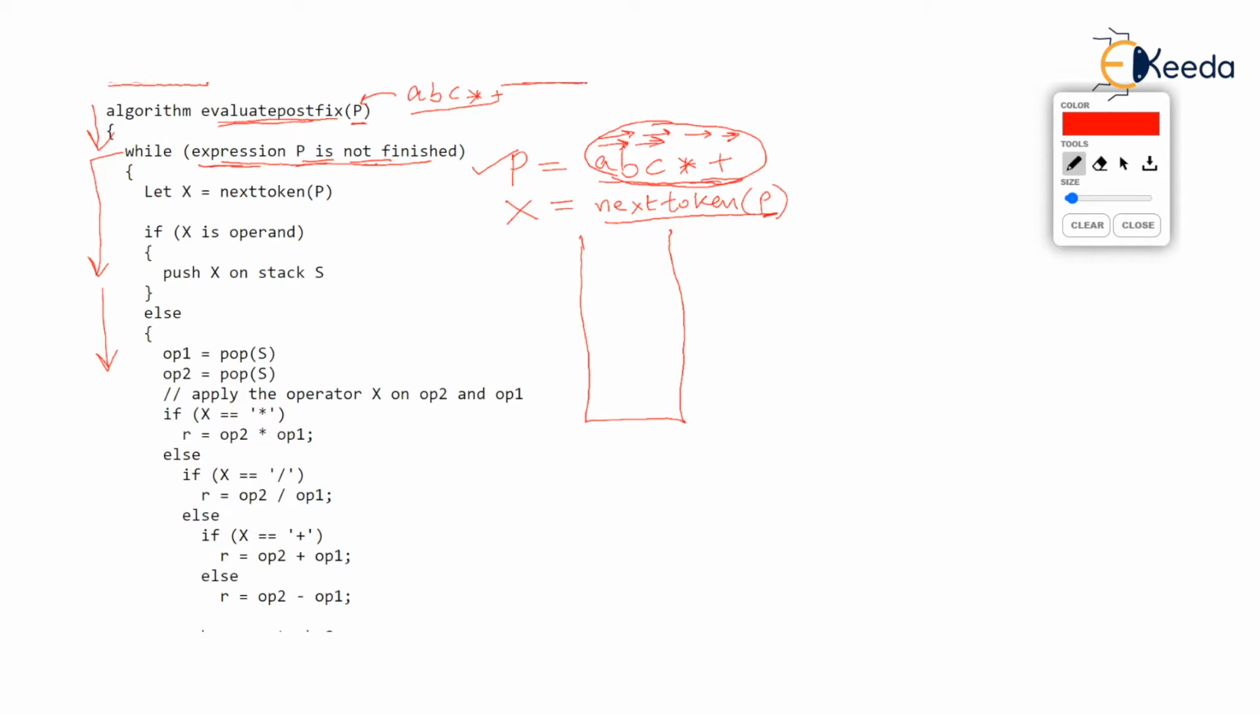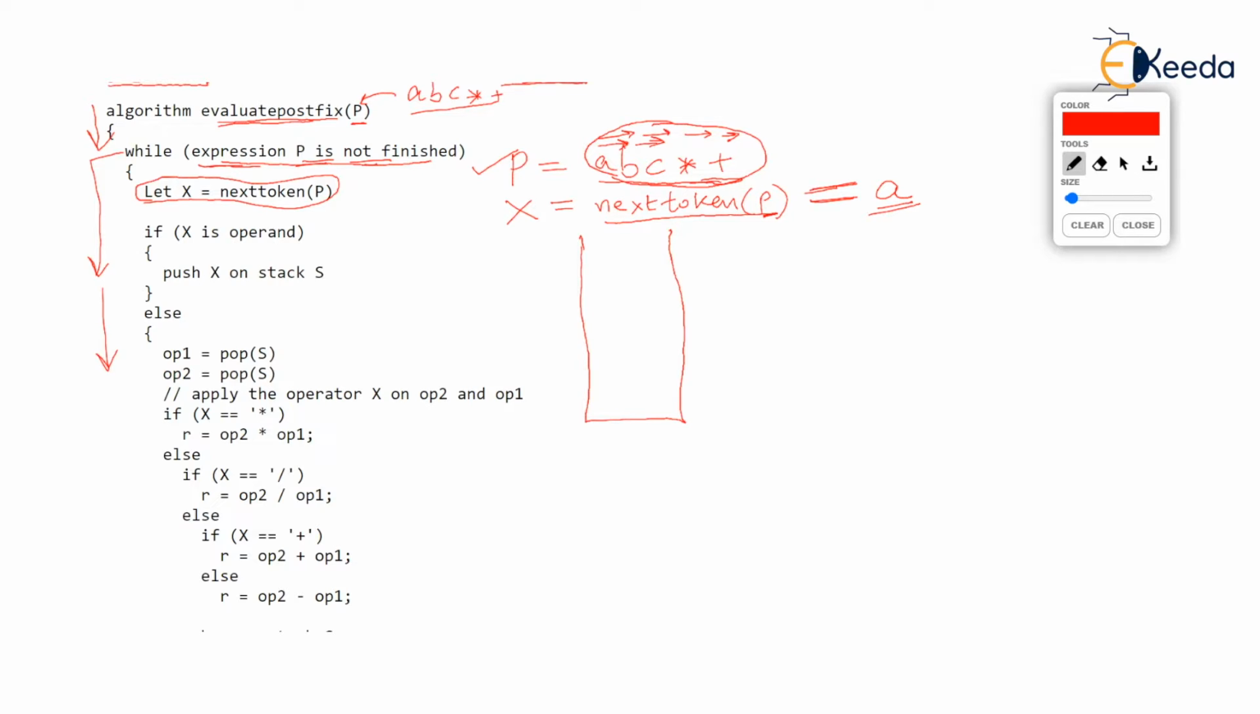Okay, so let's start the while loop. First line written is: let x is equal to next token of P. So first time the next token of P is going to be the first token. So x, which is equal to next token of P, first time is going to be A. That is the first token of ABC star plus. So x loads the very first token, which is A.